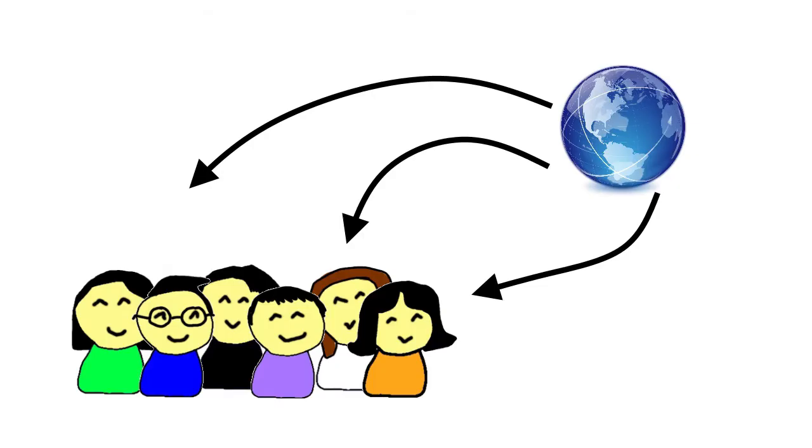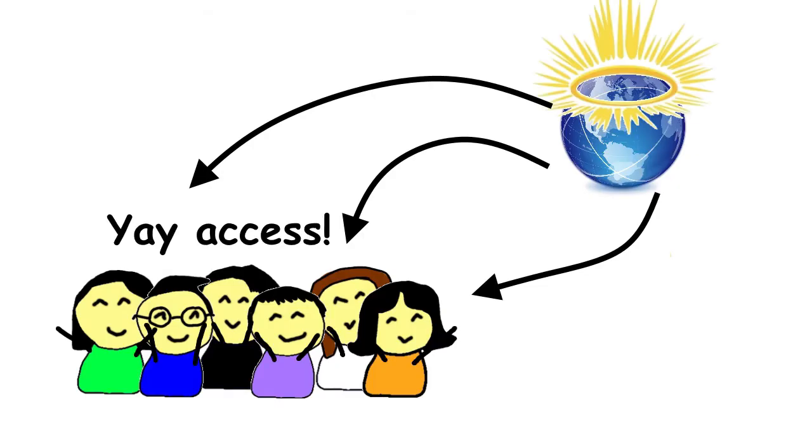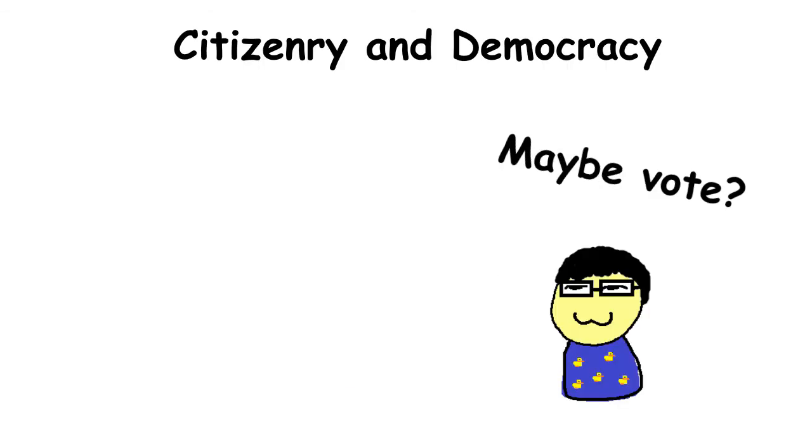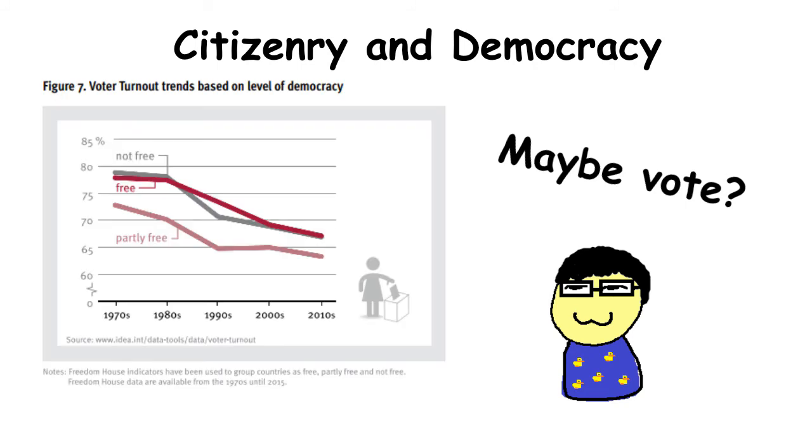The idea that the internet allows for politics to be more accessible may be true in an idealistic scenario. However, it can be seen from a study published by the International Institute for Democracy and Electoral Assistance that voter turnout has been declining since the 1980s in all countries.